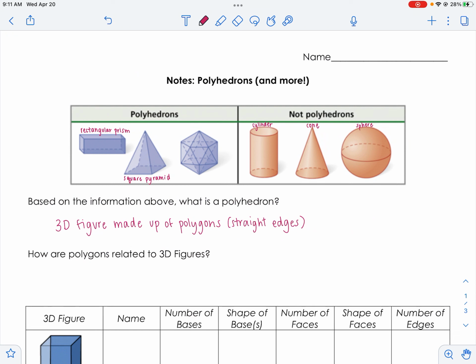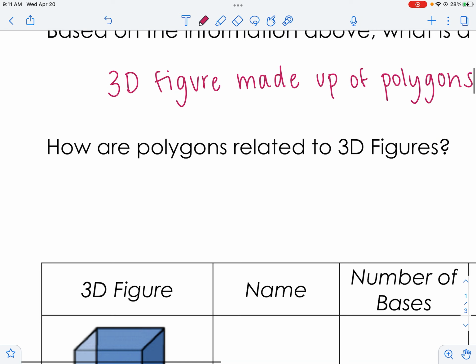Now, this unit isn't just about polyhedrons. This unit is about all 3D shapes. So we're coming out of 2D shapes. We're coming out of polygons. We took a look at quadrilaterals, pentagons, all of that. And now we're going to get into 3D shapes. And today we're going to talk about how 2D shapes and 3D shapes are related.